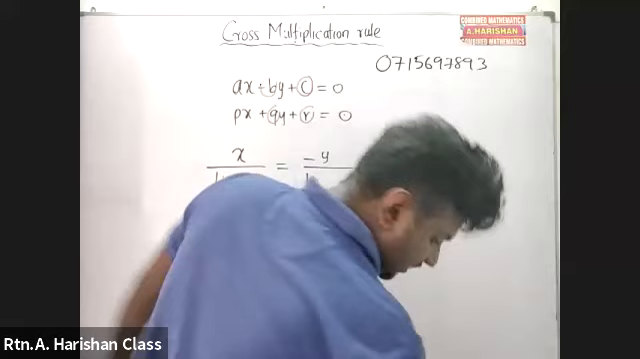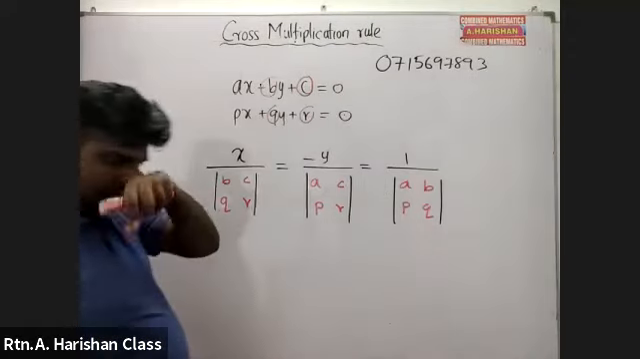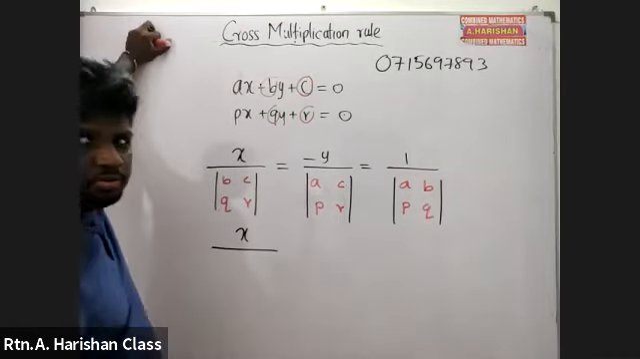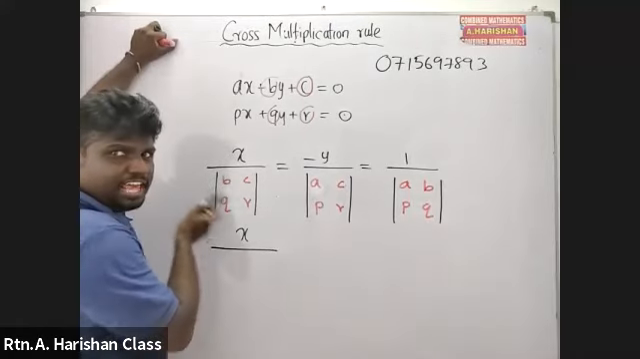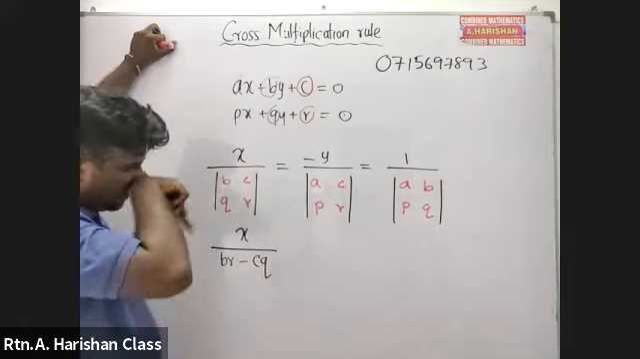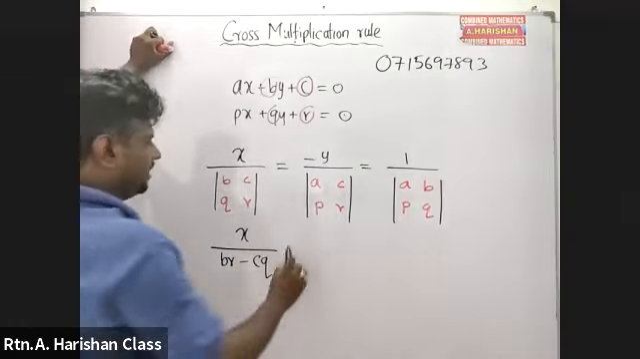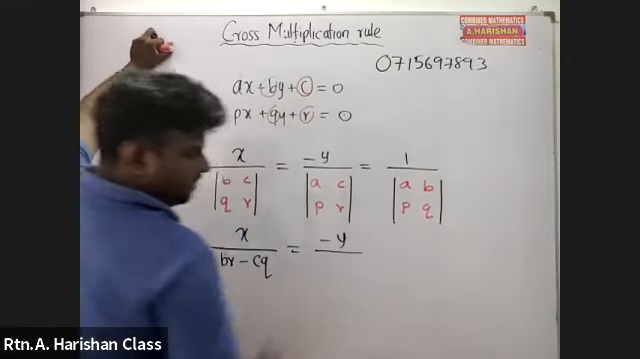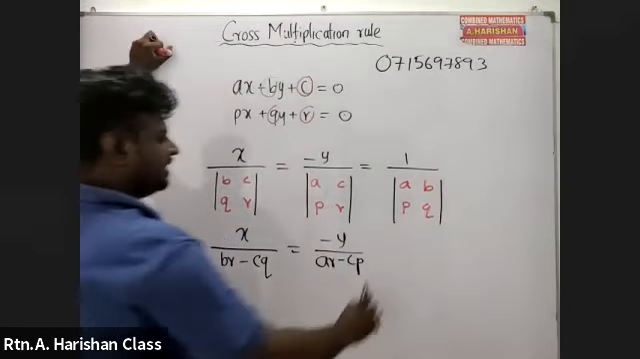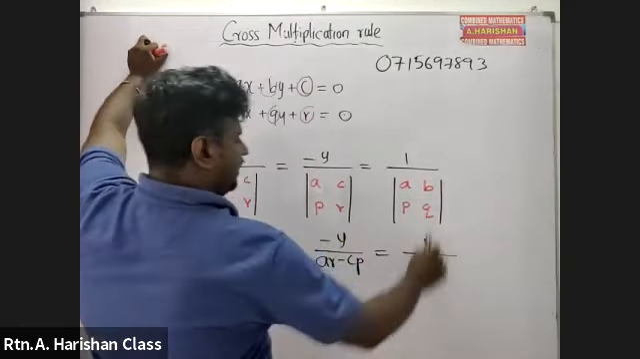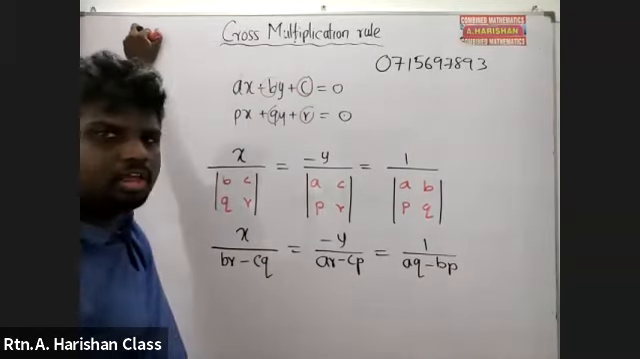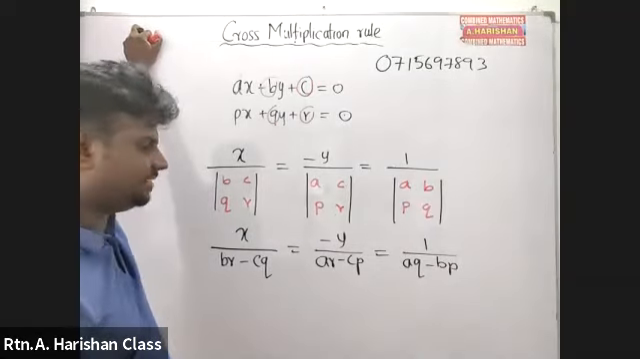Okay, guys. I'll tell you the next step: x divided by r. Now you know the operation of this. Primary diagonal direction: BR minus CQ. Then minus y divided by AR minus CP. Then 1 divided by AQ minus BP. PB, BP all are right, but always keep the alphabets.